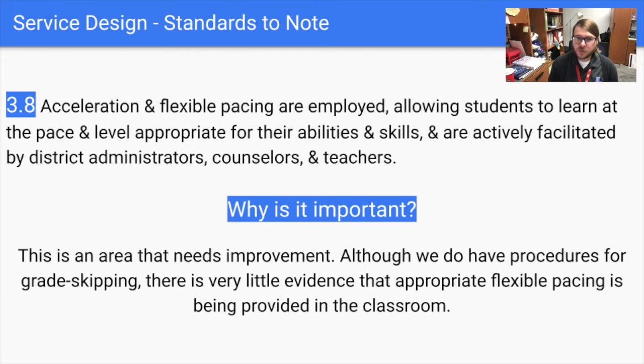We do have procedures for grade skipping, or grade level acceleration as we would call it in the GT world. In the classroom, however, a lot of teachers feel uncomfortable not having their kids go in lockstep. It's almost like they need permission to be allowed to let their kids go at their own pace and at their own level.